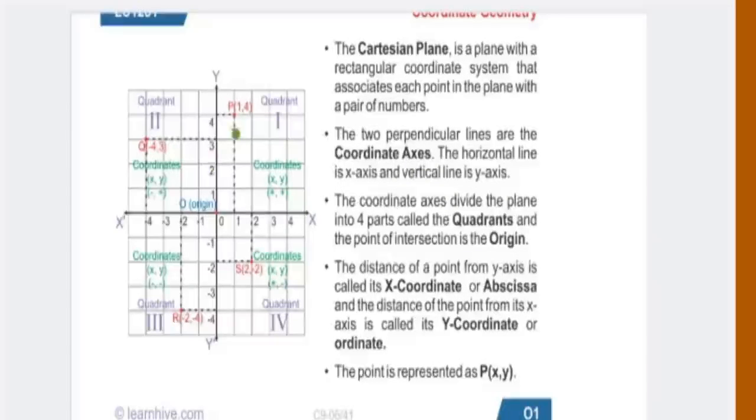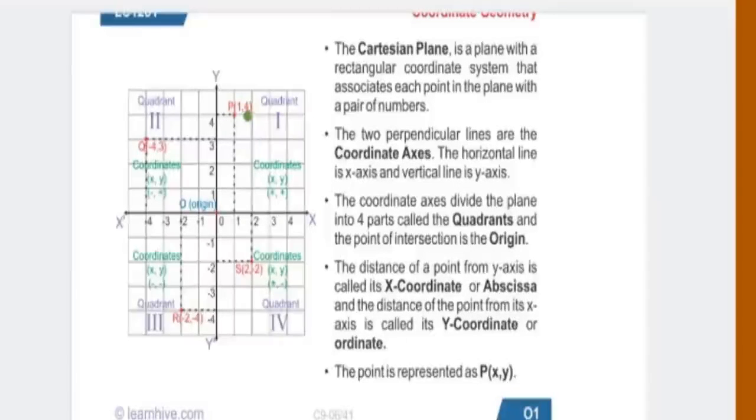Here for example you can take a point P (1, 4). We write the coordinates of a point as an ordered pair (x, y). First you write the x-coordinate, second you write the y-coordinate. So here P is (1, 4). That means the x-coordinate is 1 and the y-coordinate is 4. The x-coordinate is 1 means this point P is 1 unit away from the y-axis. So this distance from the y-axis is what we call the x-coordinate.